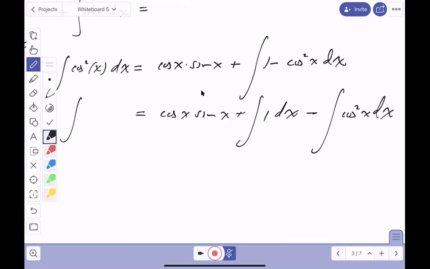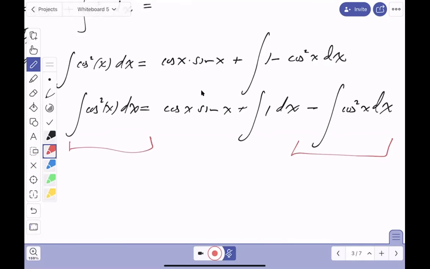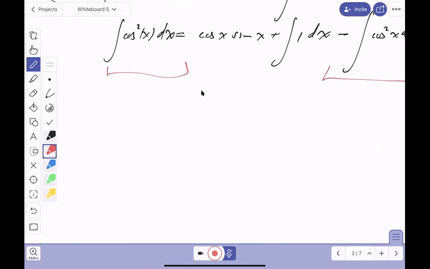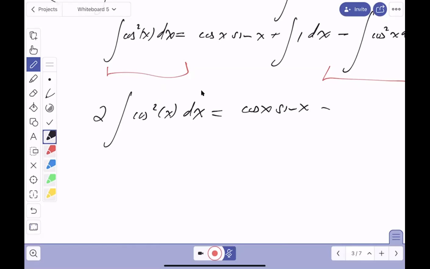And what's on this over here? Just this over here. By the way, someone says you're still left with the same thing. I am. I'm coming back to that cosine squared. But now what do I notice? This here can be added to this one over here. Now I could have done that before in the end, and it would just simply have said 0 equals 0. That doesn't help me. But now what do I get? I get 2 times the integral of cosine squared x dx is equal to cosine x sine x plus the integral of 1 dx.